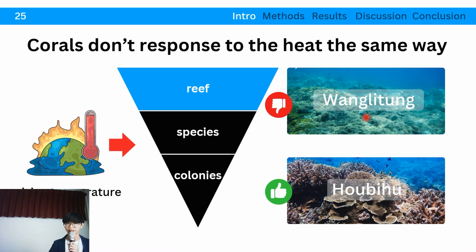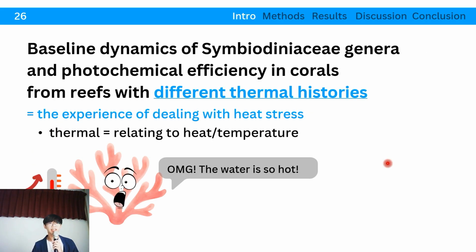And even at the reef scale, we can know that Wanli performs worse than Hobihu. Why? Because they have different experience. They have learned from the past. So the thermal history in this study is defined as the experience of dealing with heat stress.